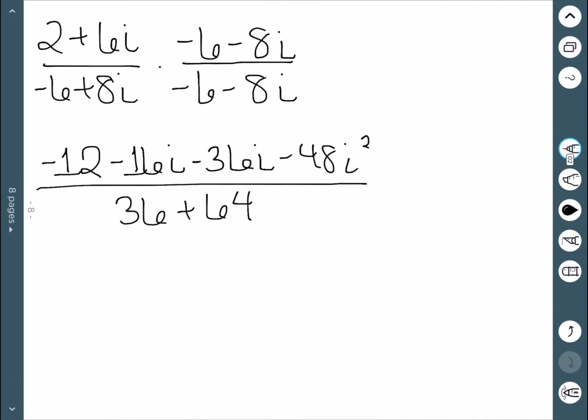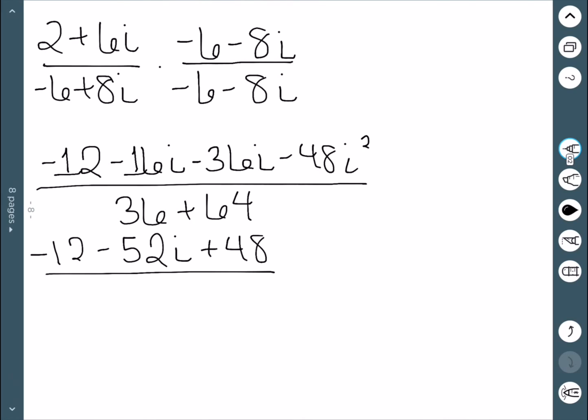And now we can simplify. This is negative 12. Negative 16 minus 36 would be negative 52, so we have negative 52i. And since i squared is negative 1, this becomes plus 48, all over 36 plus 64, which is 100. We can combine the 48 and the negative 12 to get 36 minus 52i over 100.